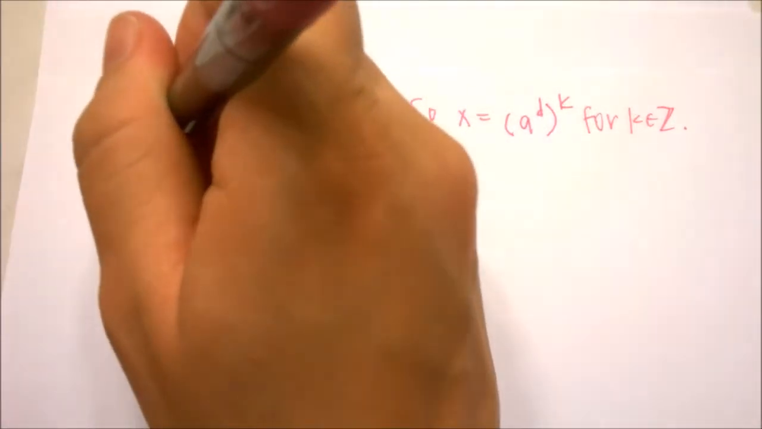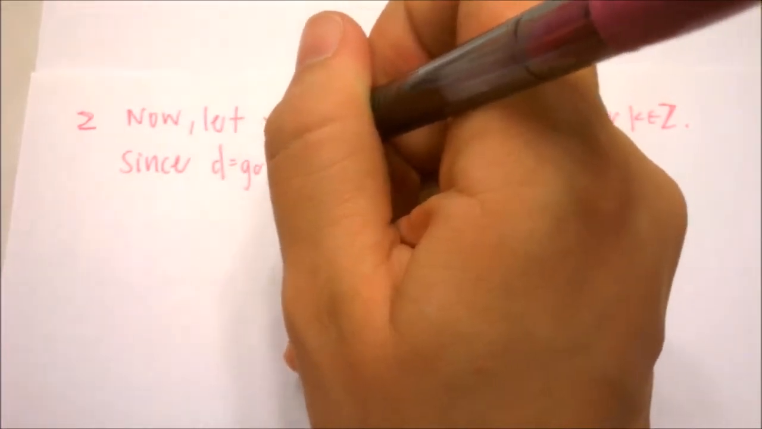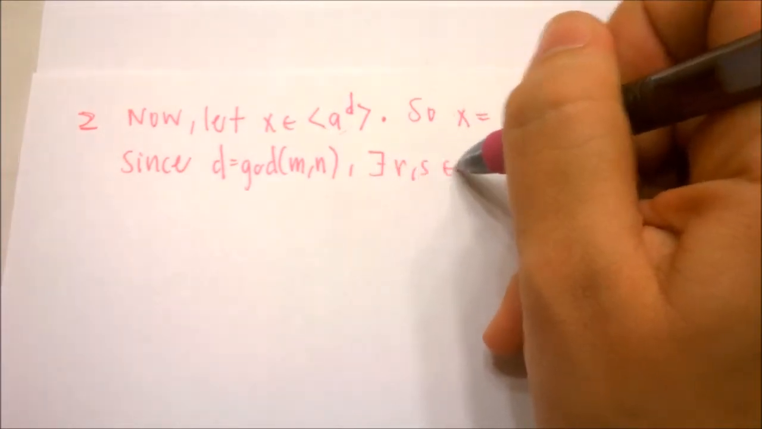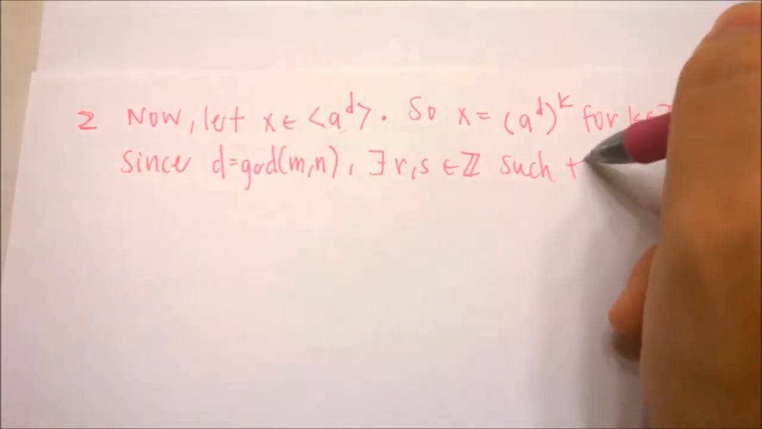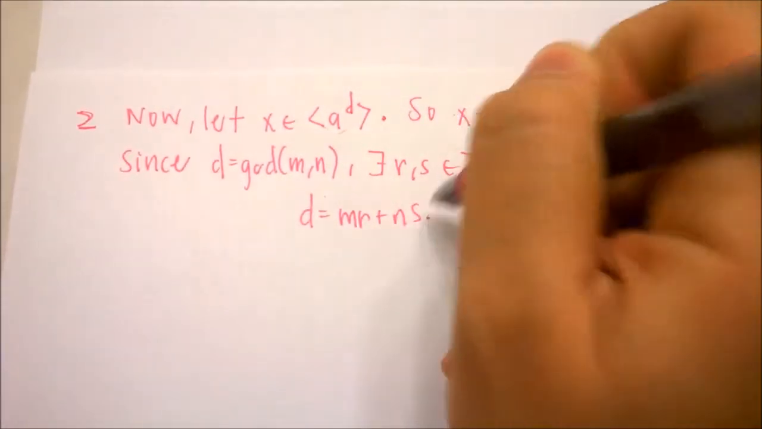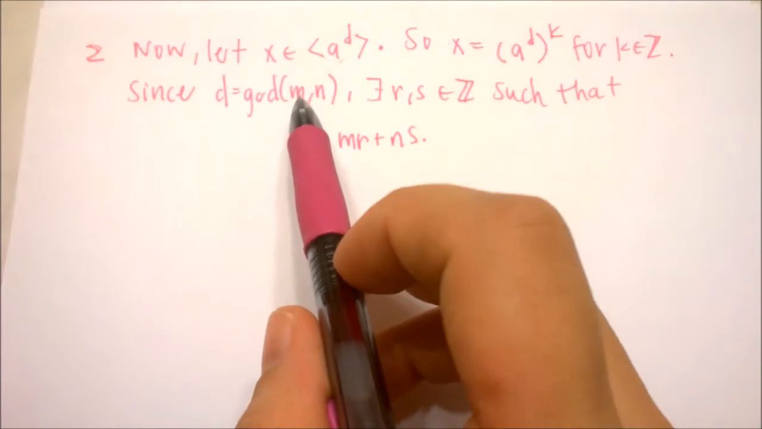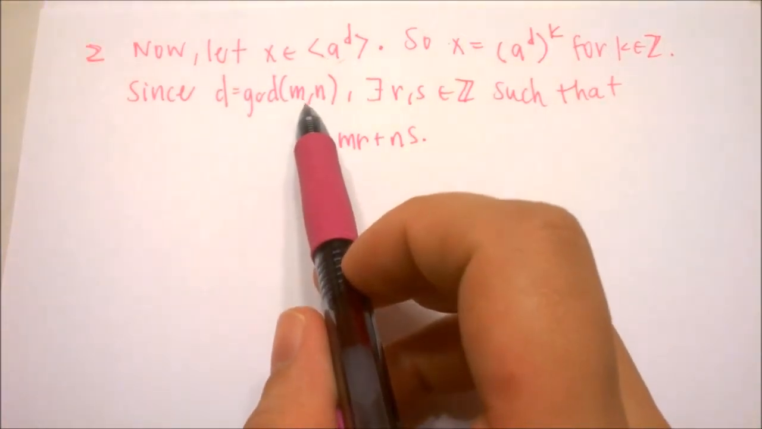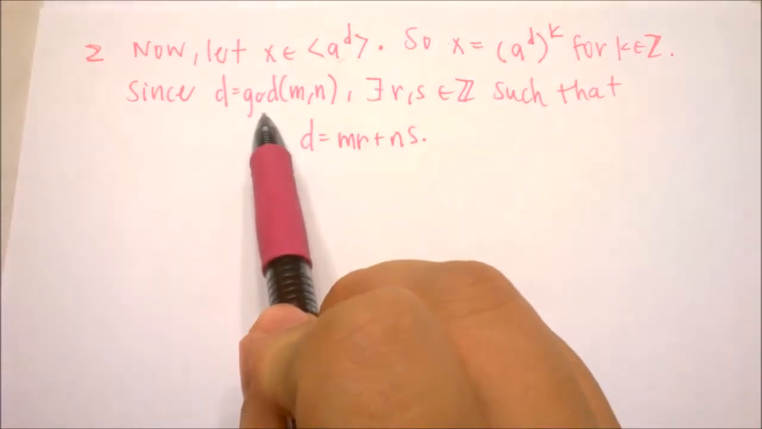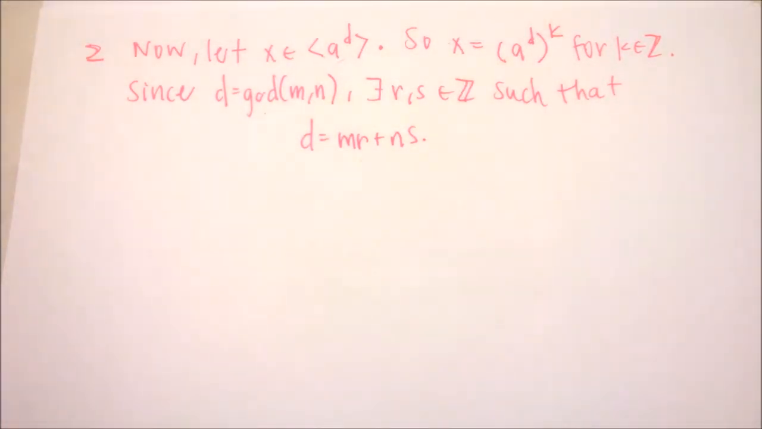So similarly, we're going to go down the same road. Since d is equal to the GCD of m and n, we know that there exist r and s in Z such that d is equal to mr plus ns. So by definition of greatest common divisors of m and n, d will equal a linear combination of m and n where r and s are integers. And I go over that in my greatest common divisors video if you want to review that.